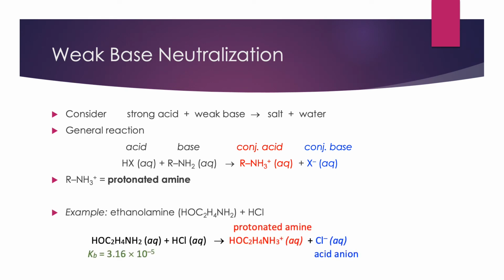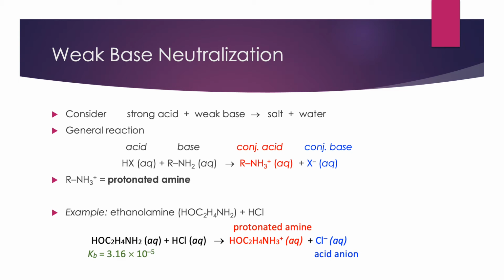Now, as our example, I'll use ethanolamine, which is basically ethanol, the stuff that's in alcoholic drinks, with an amine attached at the other end of the compound. So it's got both an alcohol and an amine group in it, and we're going to see how that neutralizes with hydrochloric acid. First of all, ethanolamine has a Kb value of 3.16 times 10 to the minus 5, so as weak bases go, it's a reasonably strong weak base.